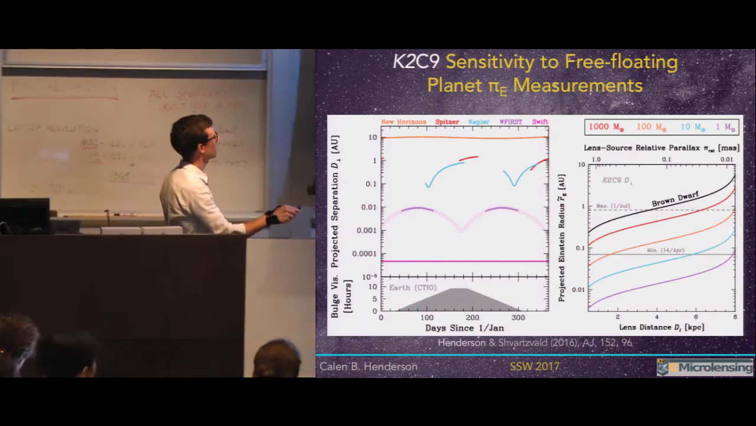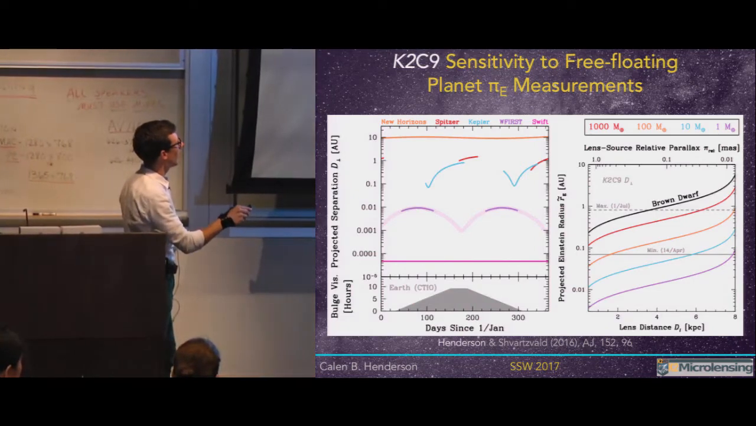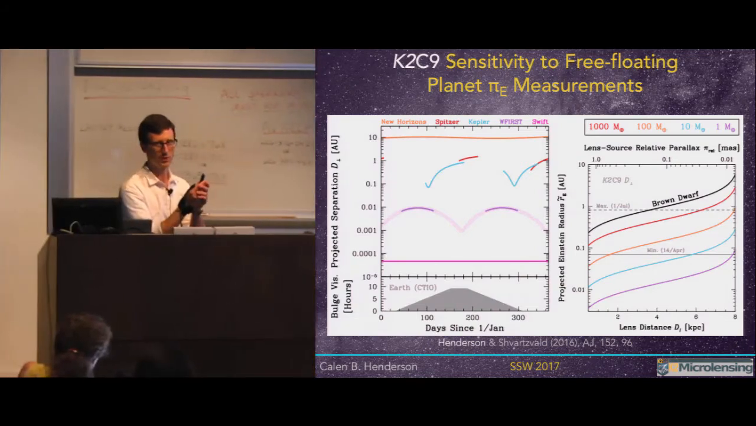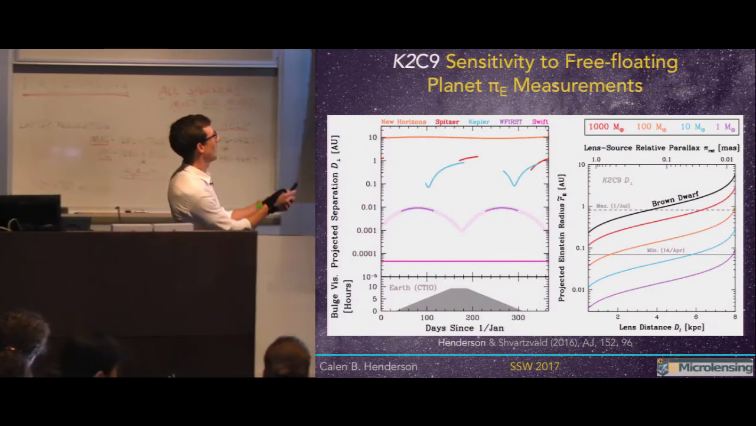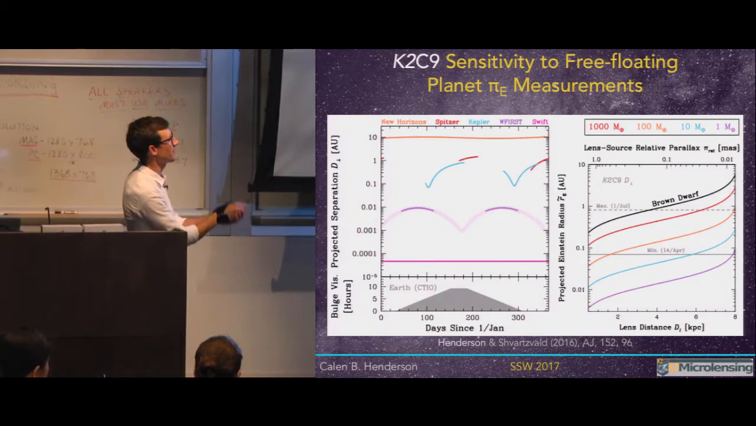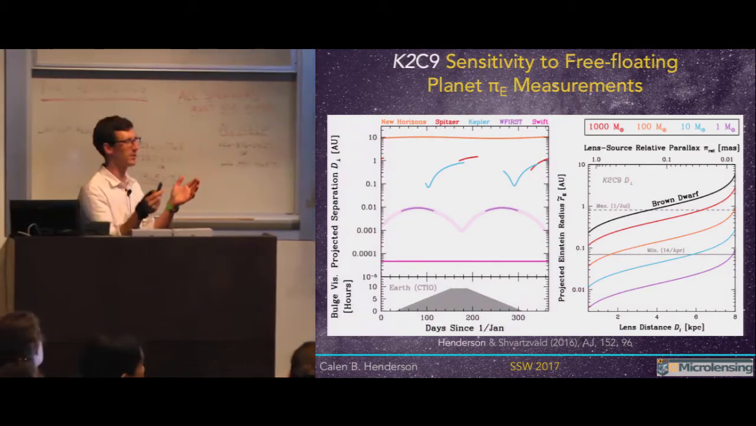Then here's WFIRST. It's at L2, and the full orbit is the wider shaded purple region, and then the actual observing seasons during which it will likely conduct the microlensing survey are the darker purple regions. And then I've shown just the maximal separation of Swift from the Earth. So you can see these different satellites span several orders of magnitude.